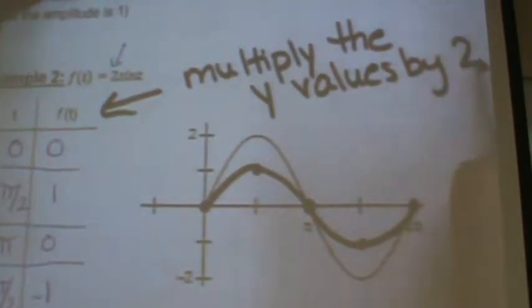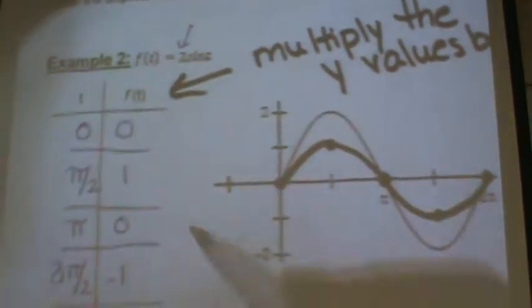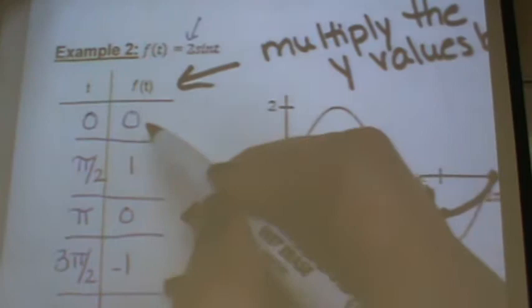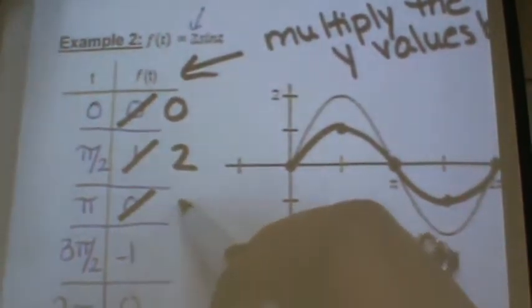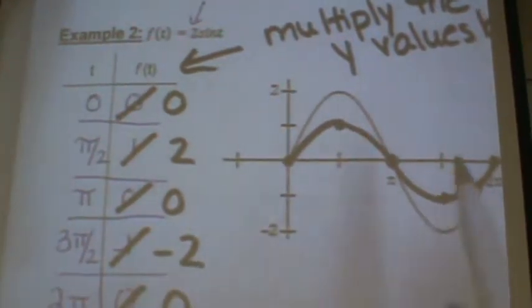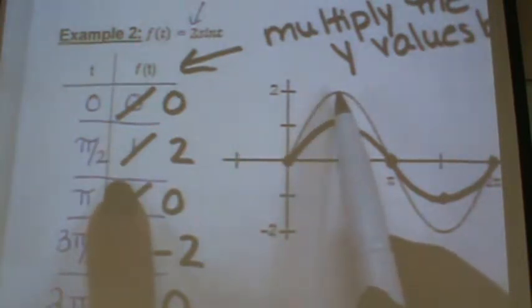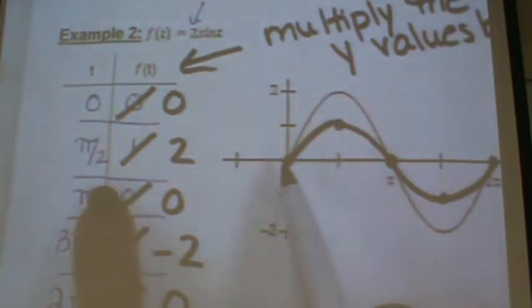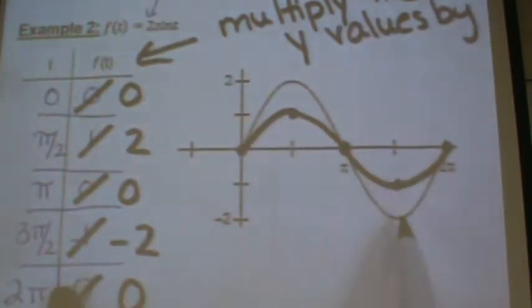By what? 2. If it were a 3, if it were a 0.5, you're going to multiply all these y values by 2. Can we do that? You get 0, you get 2, you get 0, you get -2, and you get 0. So what they have here is plotted 0, 0, pi over 2, 2, pi 0, 3 pi over 2, -2, and 2 pi 0.